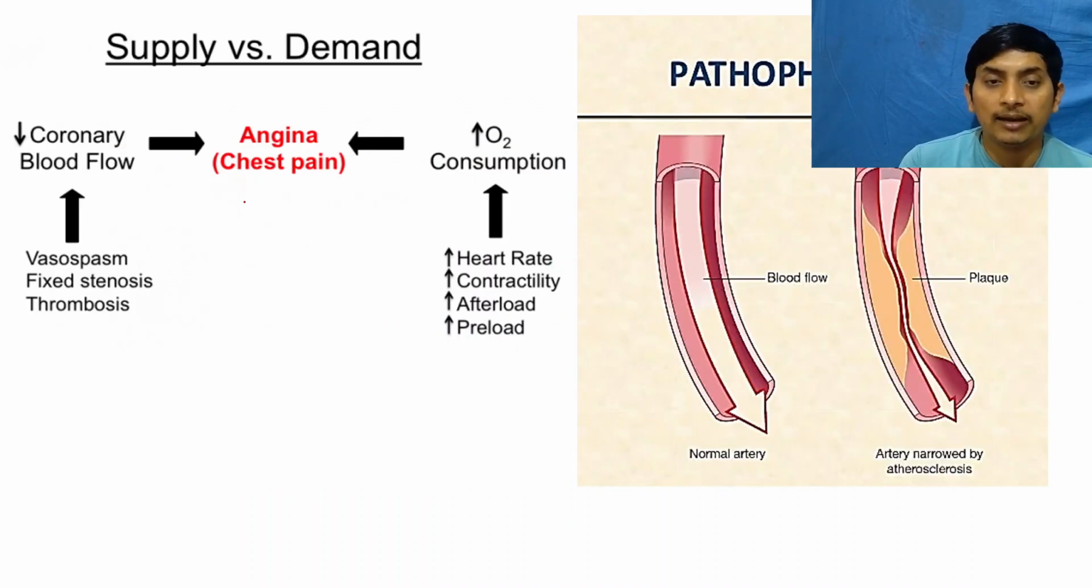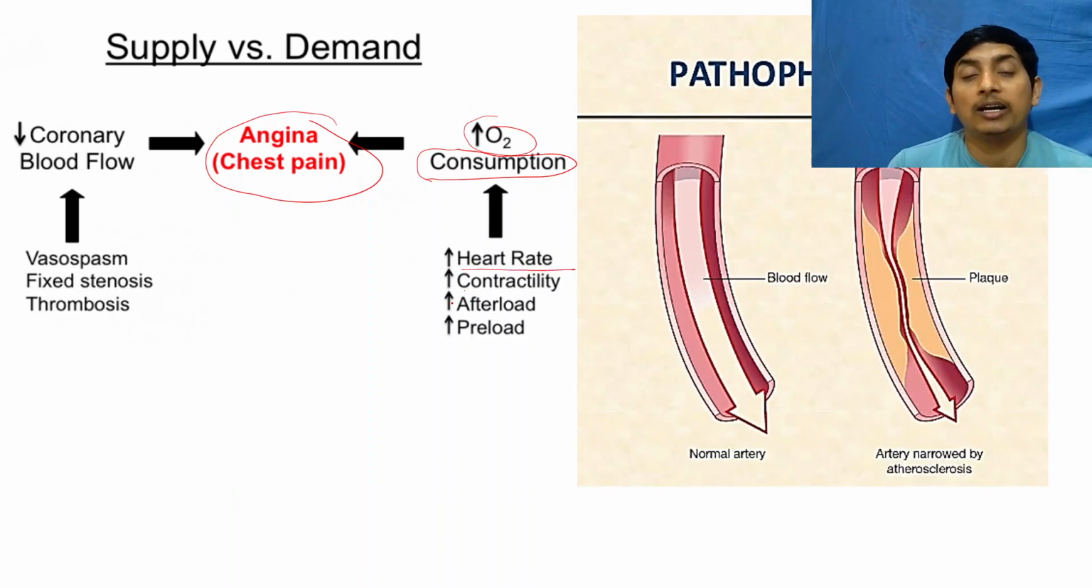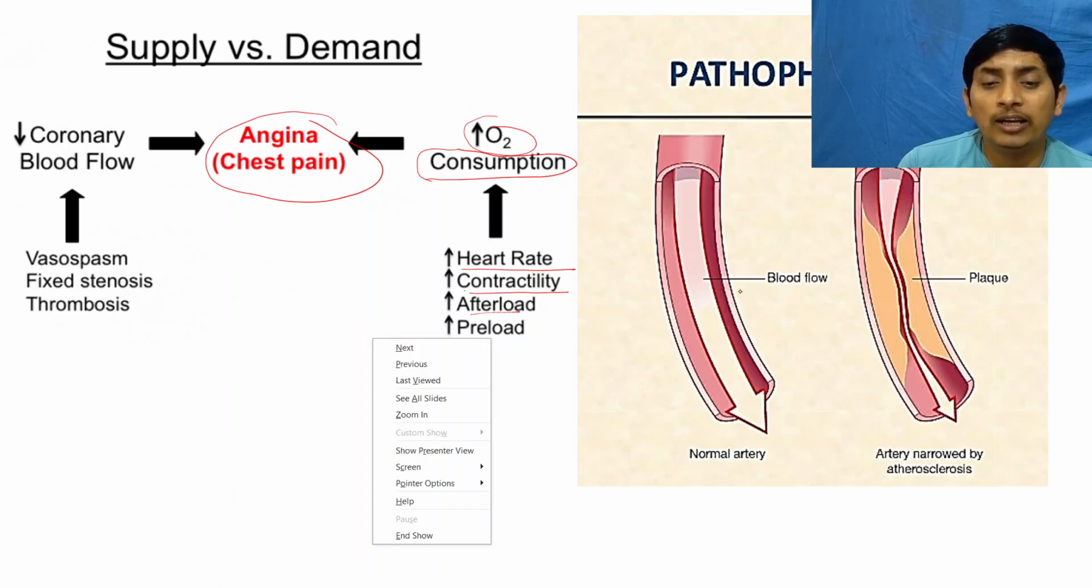Now you can see this diagram. What is happening here? Angina, as we discussed, is chest pain. Why do we suffer from chest pain? When our heart beats faster, when our heart contracts and relaxes, it demands oxygen. You can see oxygen demand becomes increased when our heart rate increases, and when the contractility increases, meaning when our heart contracts very forcefully. Afterload and preload, these words will come after this slide.